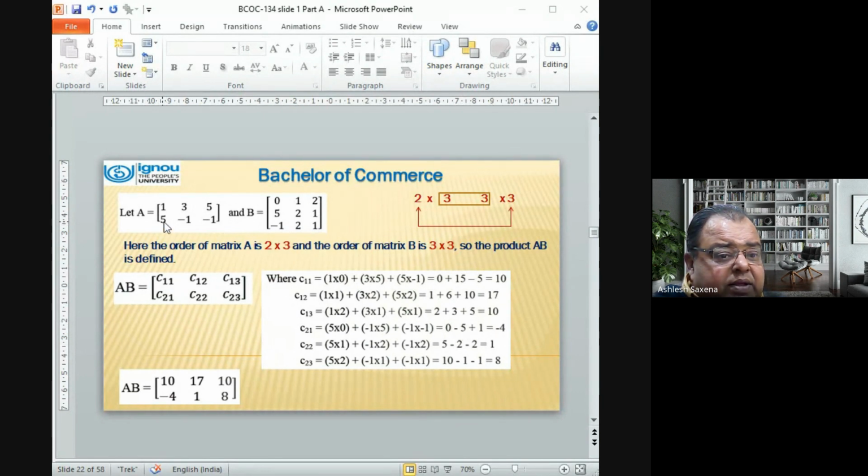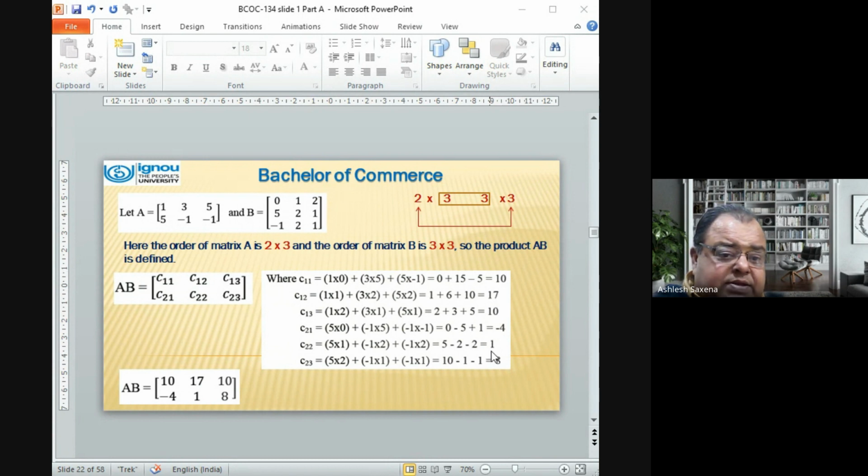Similarly, this multiplied by this. 5 into 1, 5 minus 1 plus 2 into 2 plus minus 1 into 2. You will get 1. Here it is 1. C23, this is 3. 5 into 2, 10. 10 minus 2 is 8.